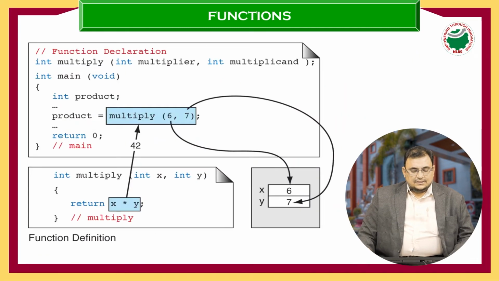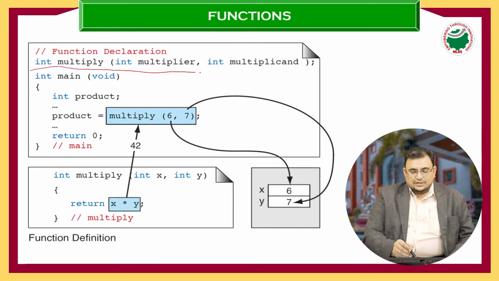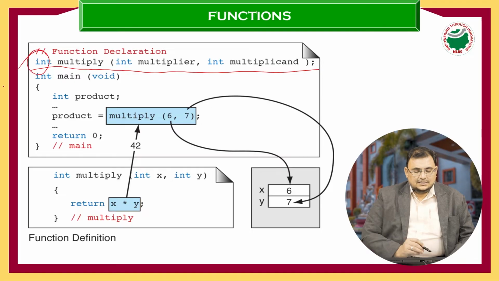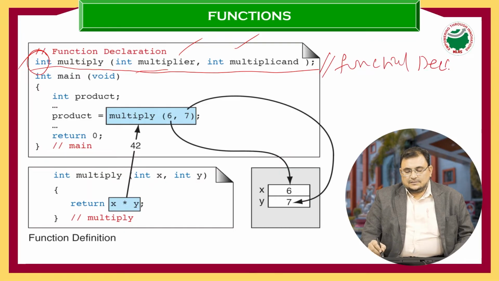So an example you can consider. Here in this example, I am using a function called multiply, and the return type I am using is integer. This multiply function has two formal parameters. One is called multiplier and another one is called multiplicand, and each parameter is mentioned with its type. And this is called a function declaration. The function declaration must end with a semicolon.